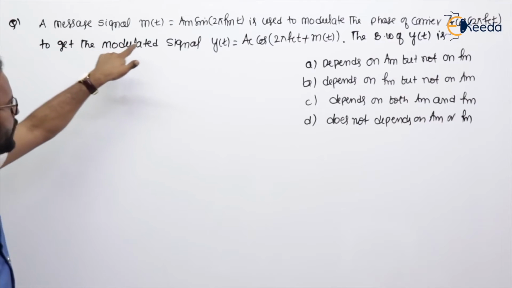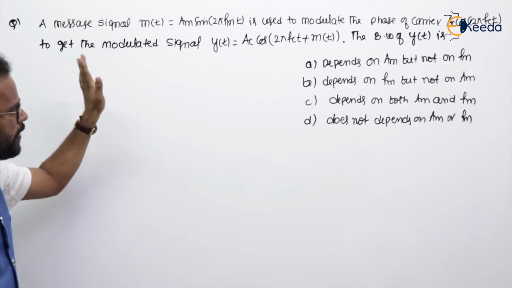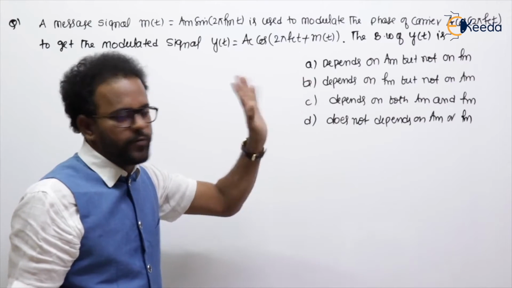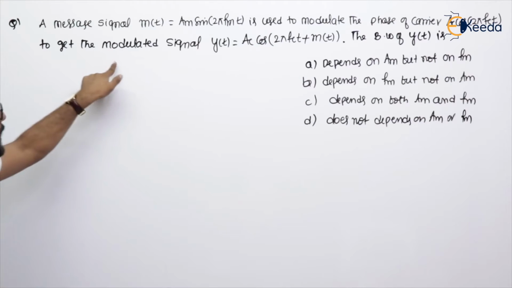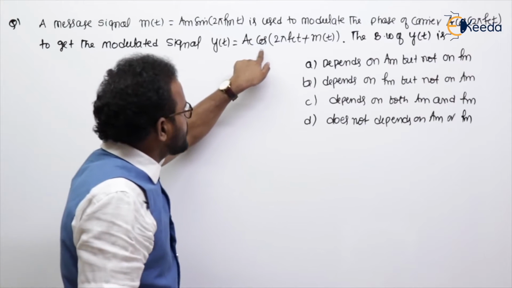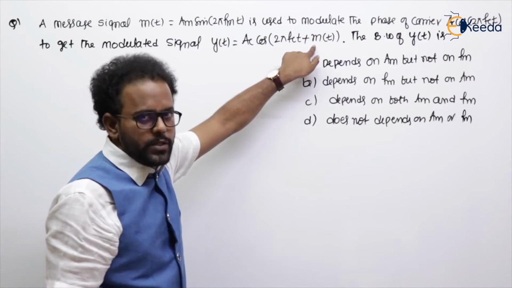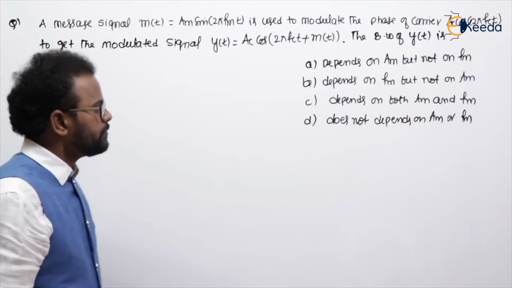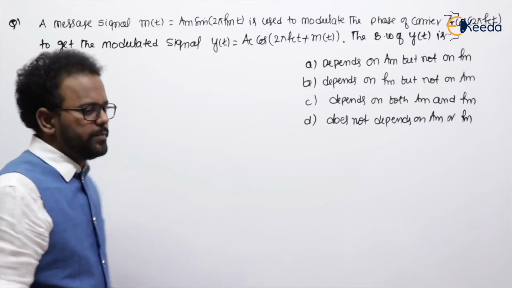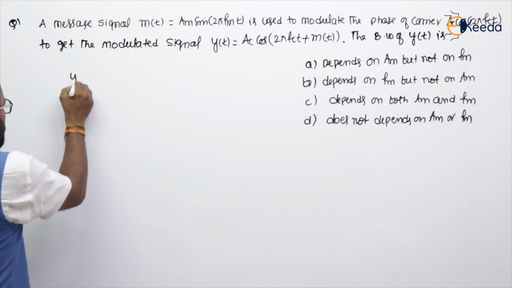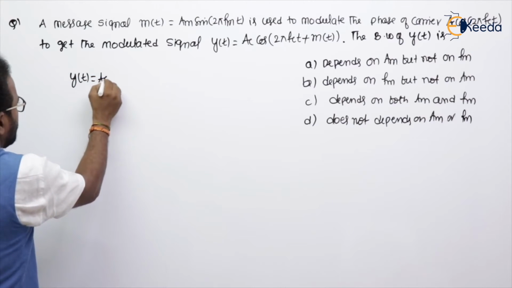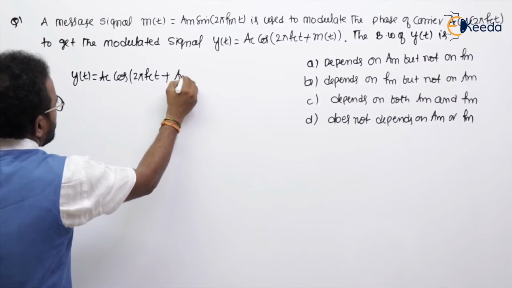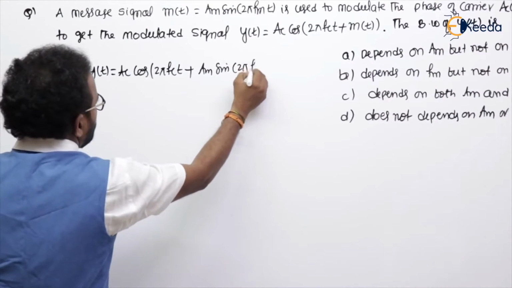A message signal m of t equal to Am sin 2 pi fmt is fed to the phase of a carrier Ac cos 2 pi fct to get the modulated signal y of t equal to Ac cos of 2 pi fct plus m of t. The bandwidth of y of t is asked, with 4 options given. Substitute the m of t there. What is the phase modulated signal? You will get Ac cos of 2 pi fct plus Am sin 2 pi fmt.